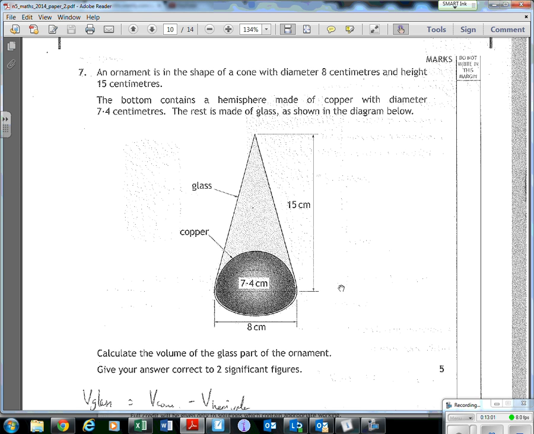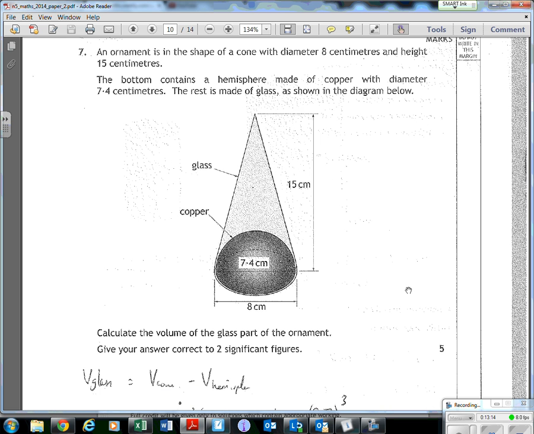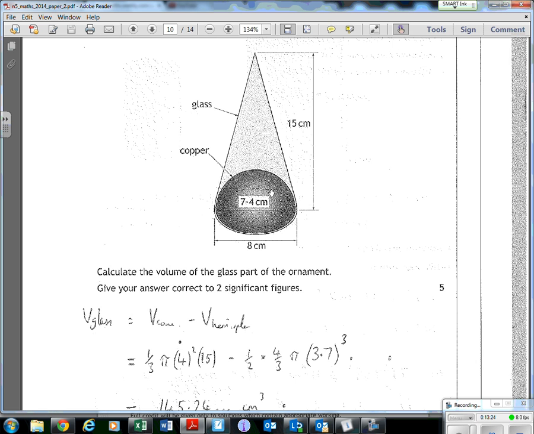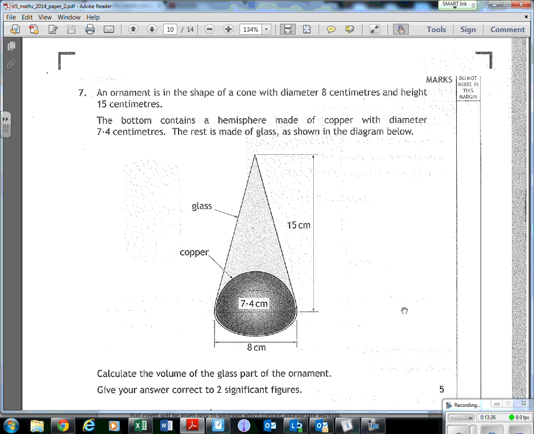Question 7. An ornament is in the shape of a cone with diameter 8 centimeters and height 15 centimeters. The bottom contains a hemisphere made of copper with diameter 7.4 centimeters. The rest is made of glass as shown in the diagram below. So this cone does not touch the hemisphere because they're not as wide as each other. There will be a thin part of glass between the hemisphere and the cone.